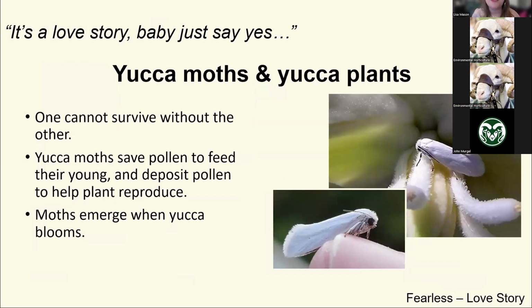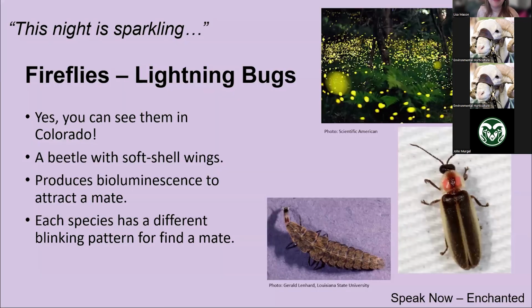Another great example of a love story that we see here in Colorado is the relationship between yucca moths and yucca plants. One cannot survive without the other. And the yucca moths, the females, are very smart because she will help pollinate that plant. So she deposits those pollen grains so the yucca plants can reproduce. But she also stores enough pollen. She holds it actually under her chin with little tentacles. And she saves that pollen for her young. So they're able to complete their life cycle. And without yucca moths, we would have no yucca plants. So definitely a love story between the two.